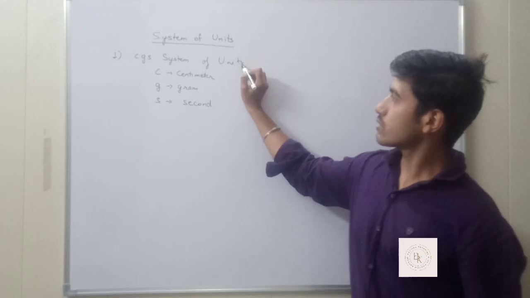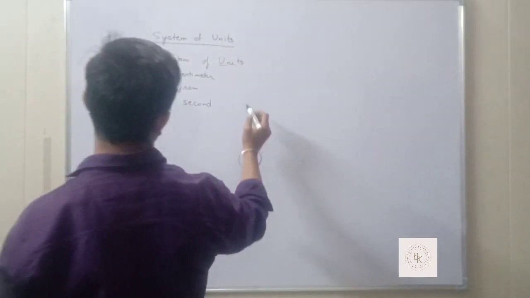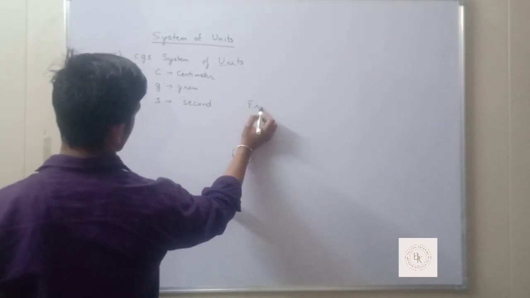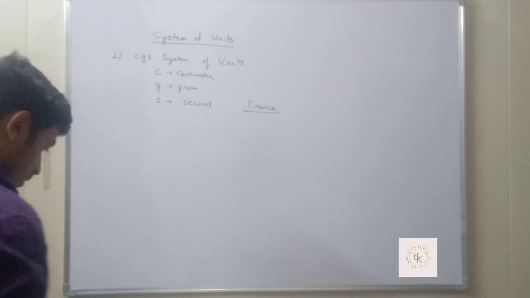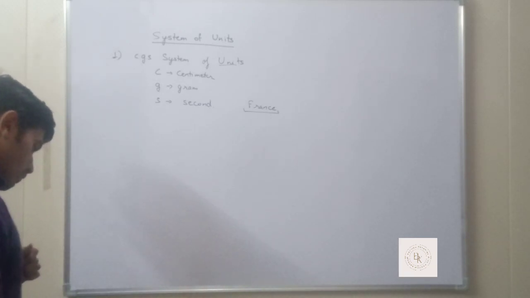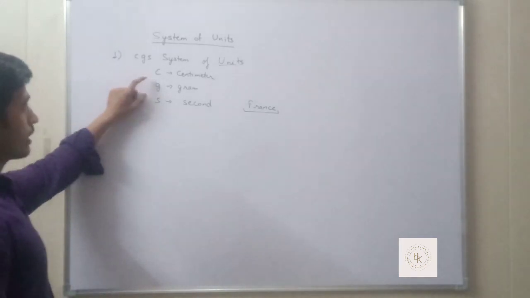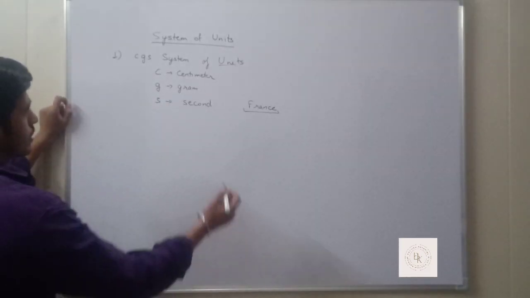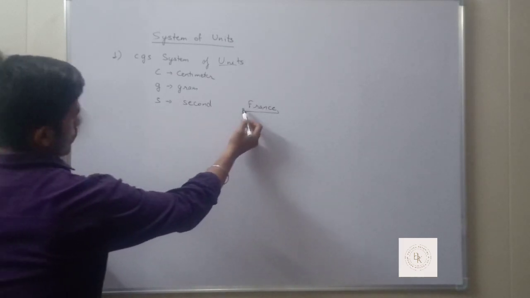This particular CGS system of units was used in France and has come from France. Now we say that the CGS system of units is based on the centimeter, gram and second, as we have already understood. So this is the basic system of units which came from France.